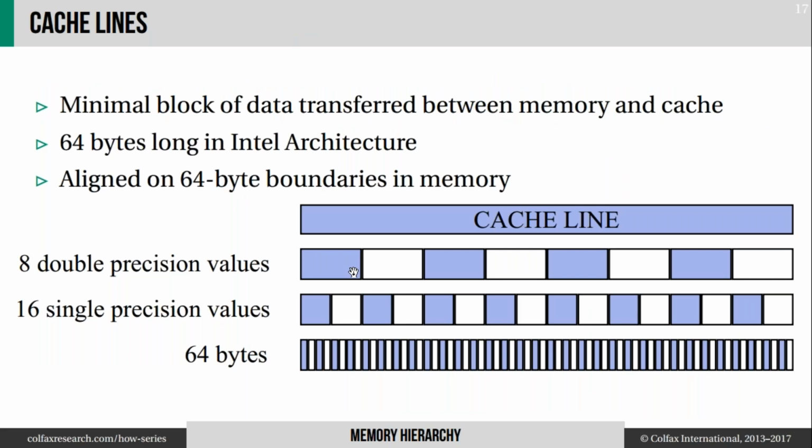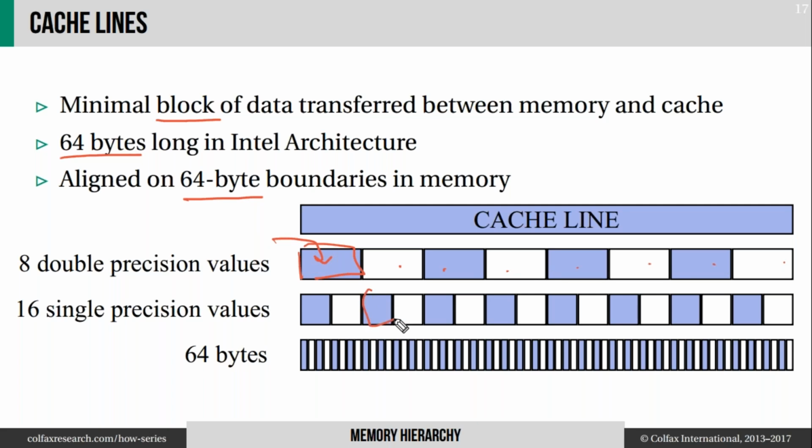Whichever level of memory hierarchy you're communicating with, data is transferred in increments of cache lines. A cache line is the minimal block of data that can be transferred between different levels in the memory hierarchy. They are 64 bytes long in all Intel architecture processors and aligned on 64-byte boundaries. Cache lines give parallelism to memory traffic, because whenever a core requests a single double precision number, it gets that number and also 7 of its neighbors in parallel.